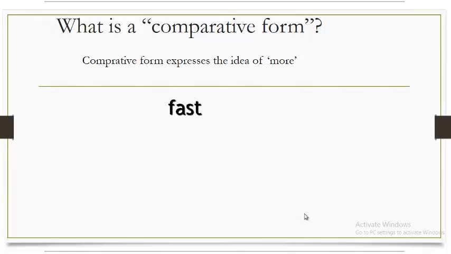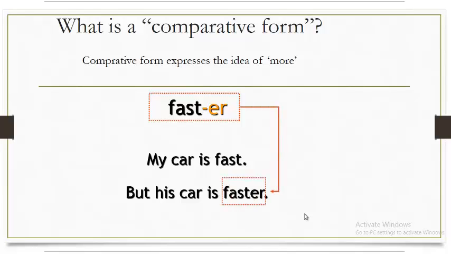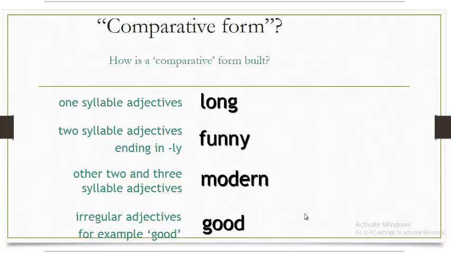Let's see the example. We have fast here. So what is the comparative form of fast? It is faster. For example, my car is fast, but his car is faster. The faster is the comparative form of fast. Right. How is comparative form built?